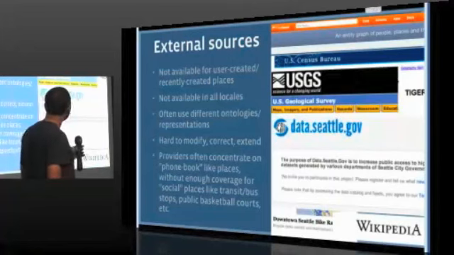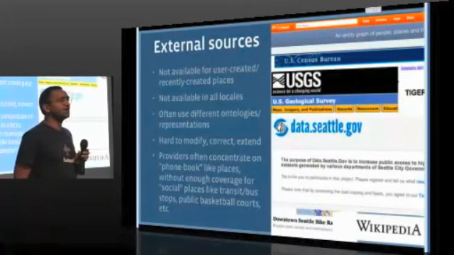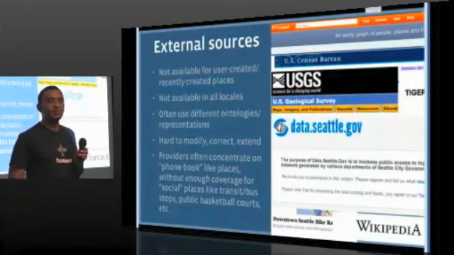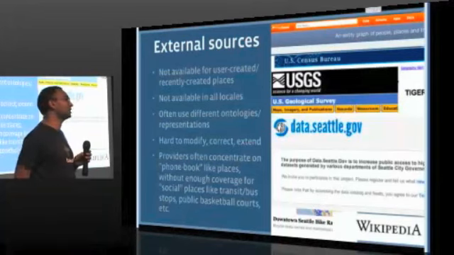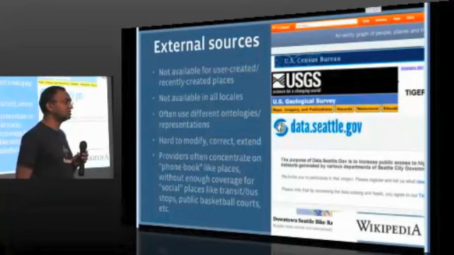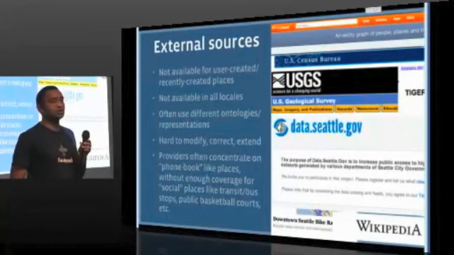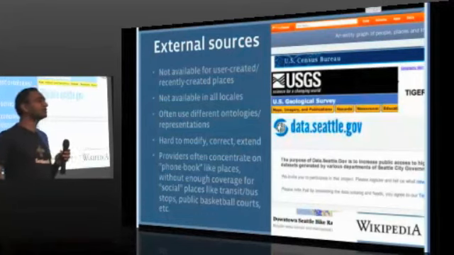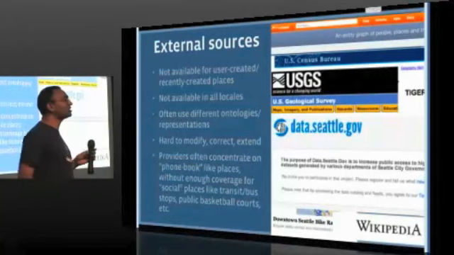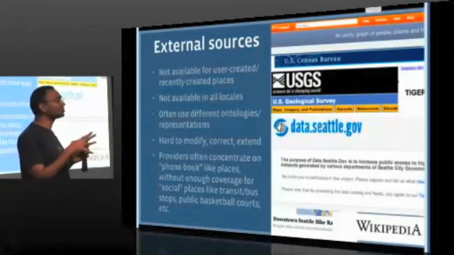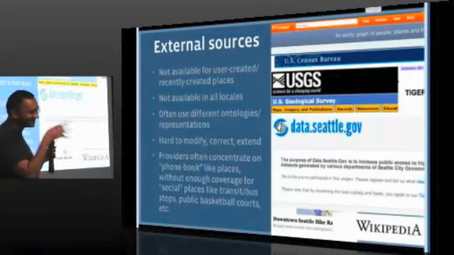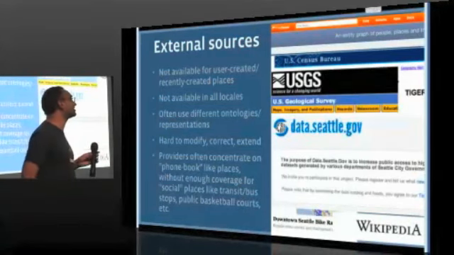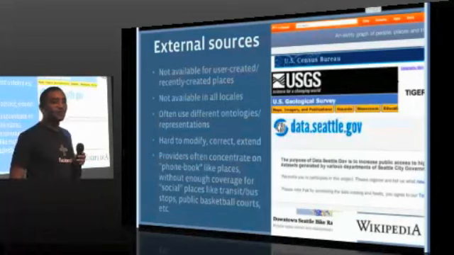And one of the biggest problems is that a lot of these places concentrate on what I think of as phone book-like places. I think of a place with a phone number attached to it, right? But then there are a whole bunch of social places that we would also like to have. Public basketball courts, bus stops, porta potties, whatever. Porta potties may not be a social place, but it's a non-phone book kind of place, right?